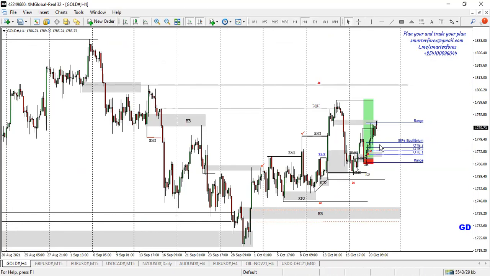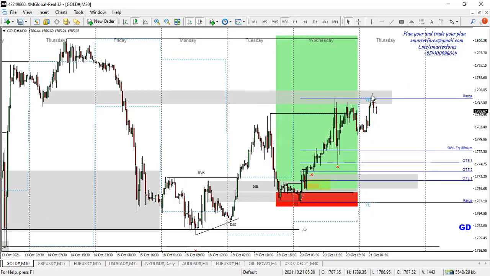To drop now, at least because this is a break of structure, the body is closed above, so we expect a return to seek internal liquidity before we proceed. So we have our targets up here. There is this high and this high. Yeah, this equal high is already taken out, so no hard feelings.